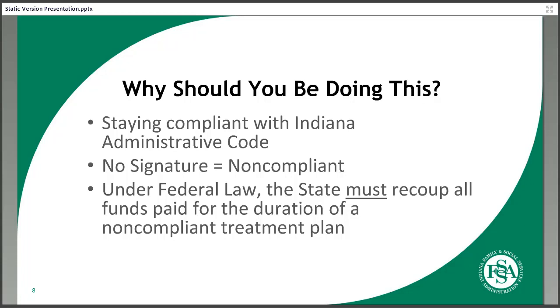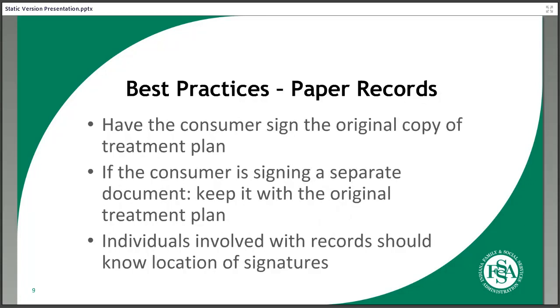But we're not just here to say what we could do. We're trying to help you all out, and we had a live webinar and talked about this, and we got some great suggestions from people. So first and foremost, best practices. We're breaking this into 2 different types of records: your paper records, your hard copy records, and then your electronic records.